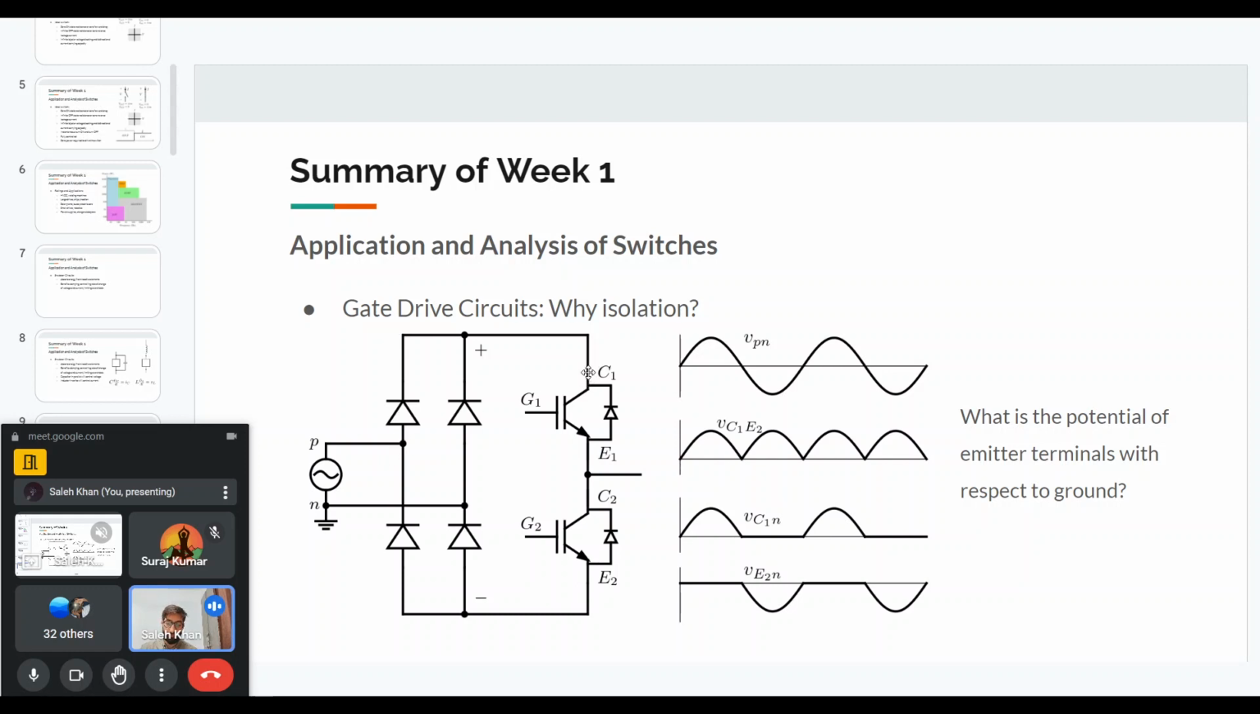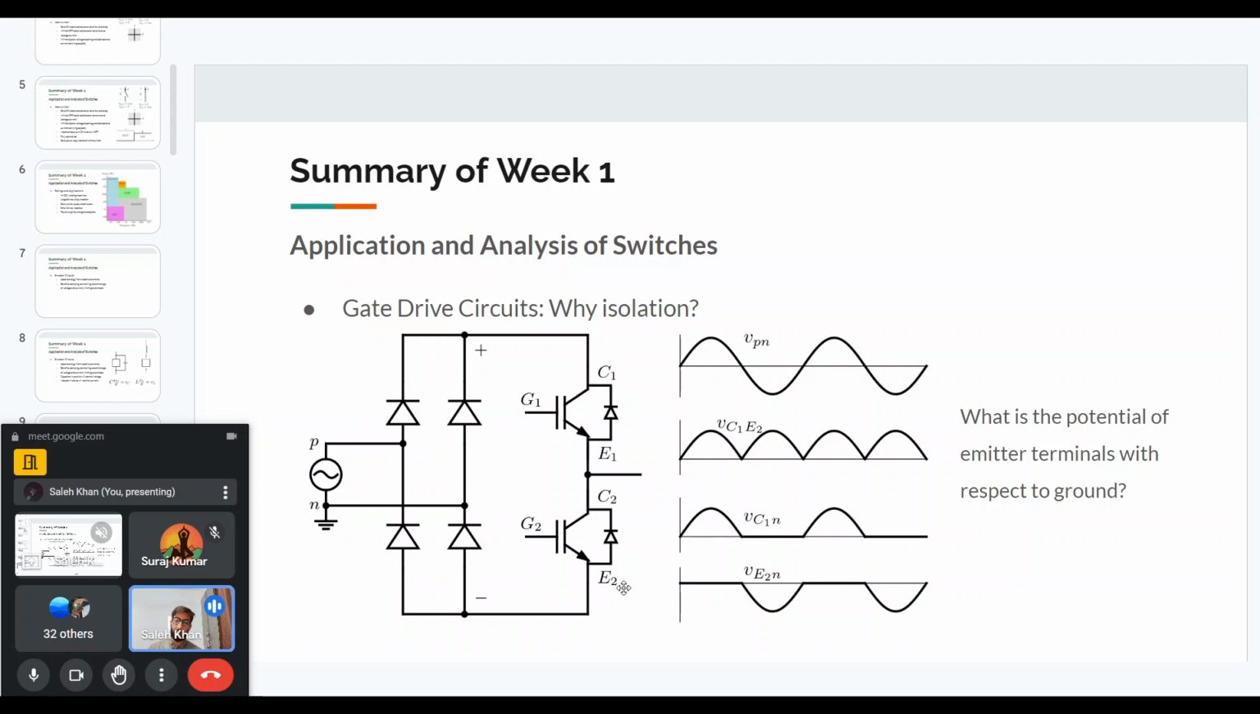So the potential at the C1 with respect to point N will be the supply voltage for the positive half cycle of the supply. And when the supply goes negative, then basically what will happen is that the P terminal will be connected to E2 and C1 terminal will be connected to end point. So in that case, the voltage of C1 terminal with respect to the end point will be 0. Okay, so the point here is the collector of the first IGBT, the voltage at that collector point with respect to the ground is not 0. It is varying, and sometimes it is positive, sometimes it is 0.